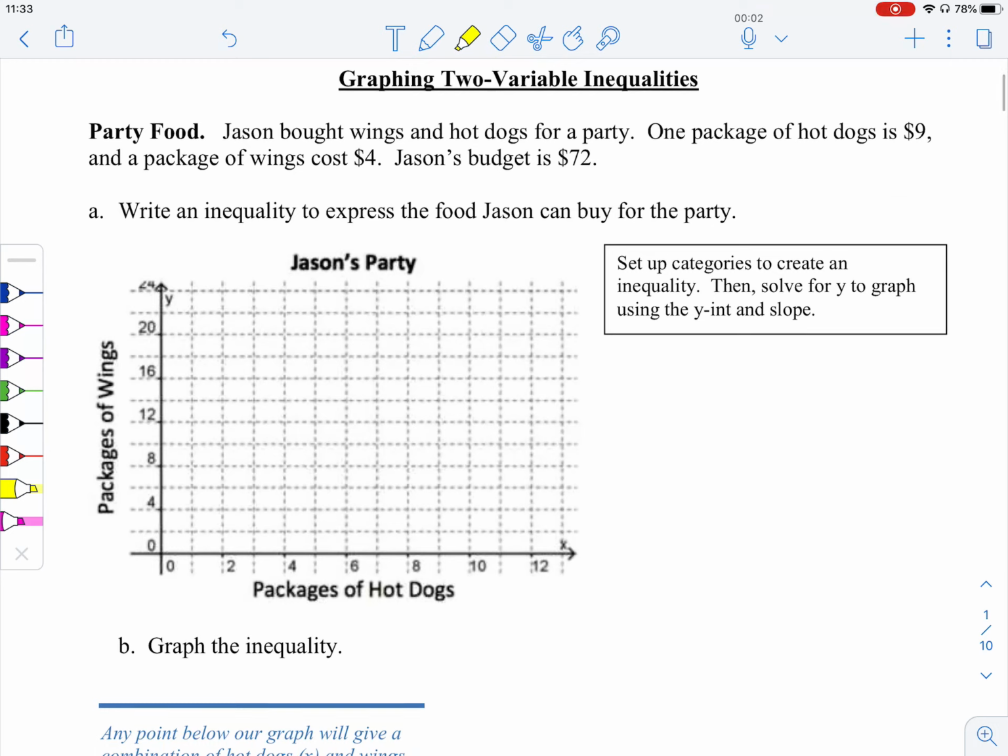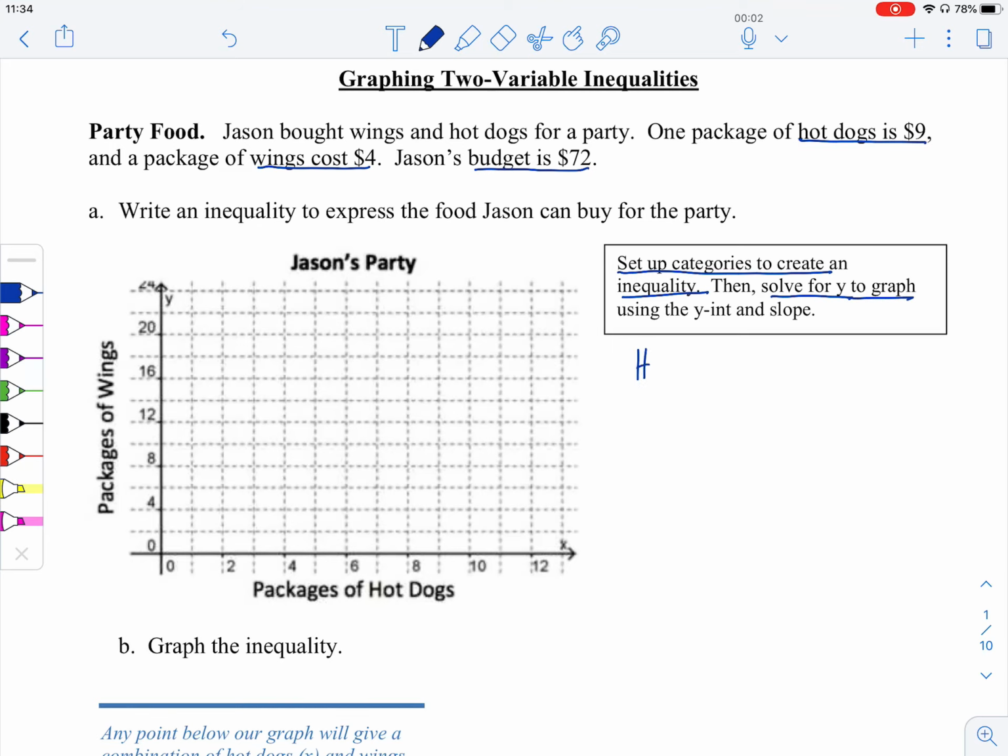So first one, party food. Jason bought wings and hot dogs for a party. One package of hot dogs is $9. So we're just gonna underline that hot dogs is $9. Wings is $4. Jason's budget is 72. We need to write an inequality to express the food Jason can buy for the party. So first, you're going to set up categories to create an inequality, then solve for y and graph.